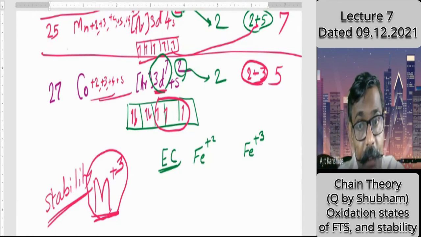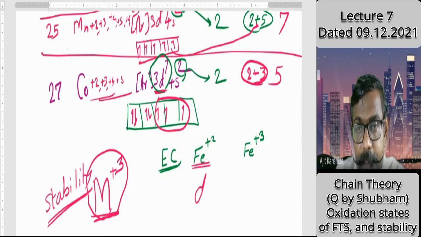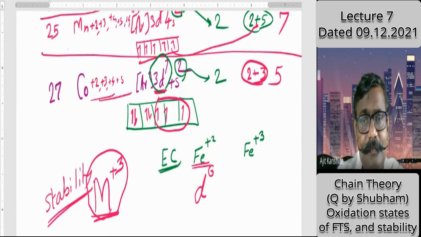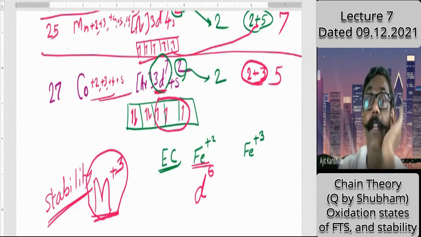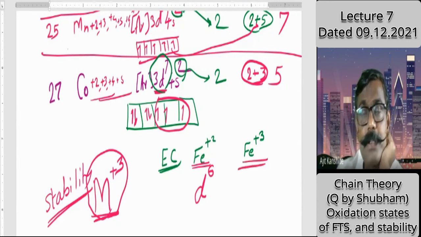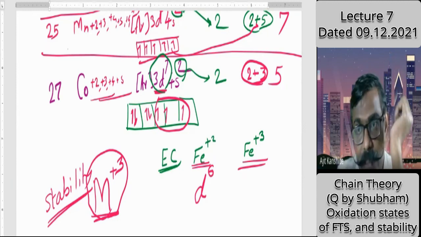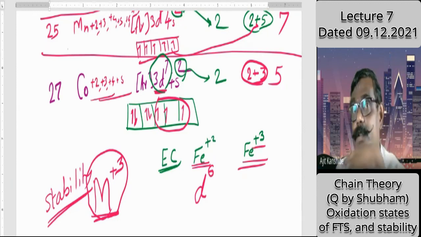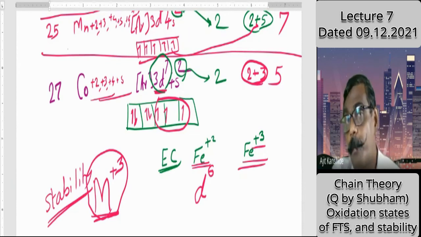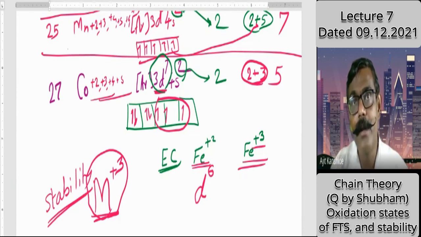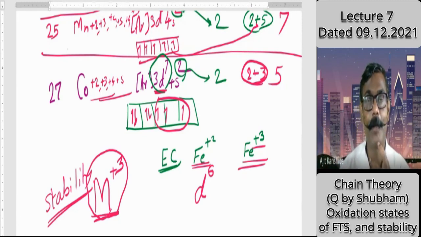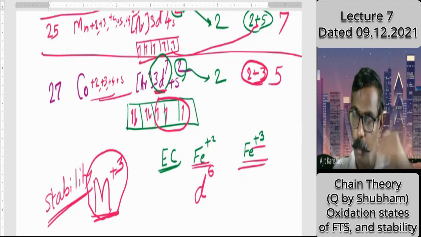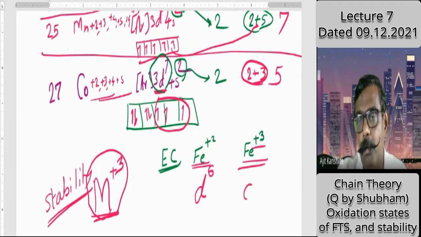If you consider iron, how many electrons are there in the d orbital? 26 means the last digit is 6, so 6 electrons are there in the d orbital in Fe plus 2. What about Fe plus 3? 2 electrons from 4s will go out, but for plus 3 you have to remove 3 electrons, not only 2. So the third electron will go from d. Naturally, iron was left with 6 electrons in its d orbital, but one more electron went out, and because of that the number will decrease. And what will be that number?